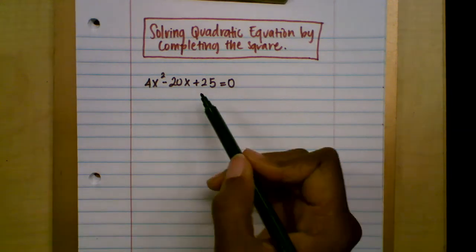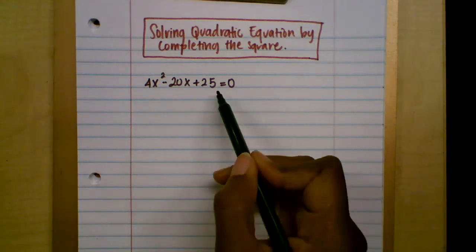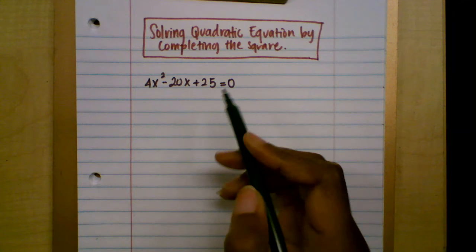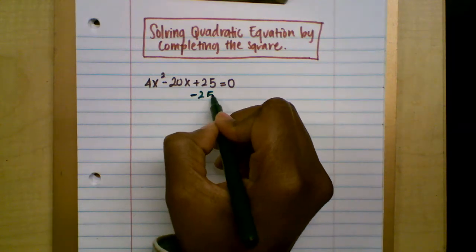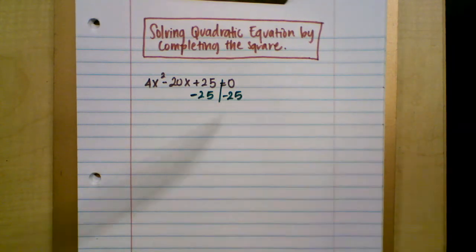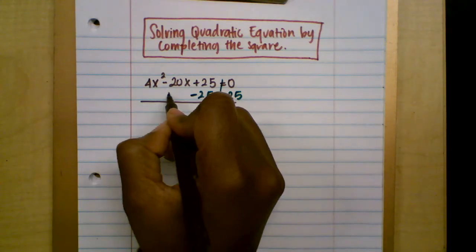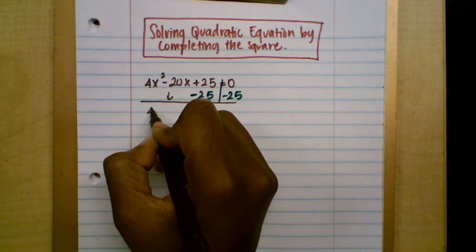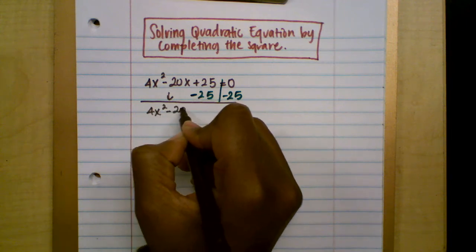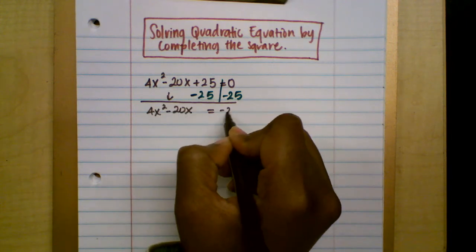on the left. So I have to move the constant to the right side of the equal sign. So I have to subtract 25 on both sides. The new equation is going to be 4x squared minus 20x equal to negative 25.